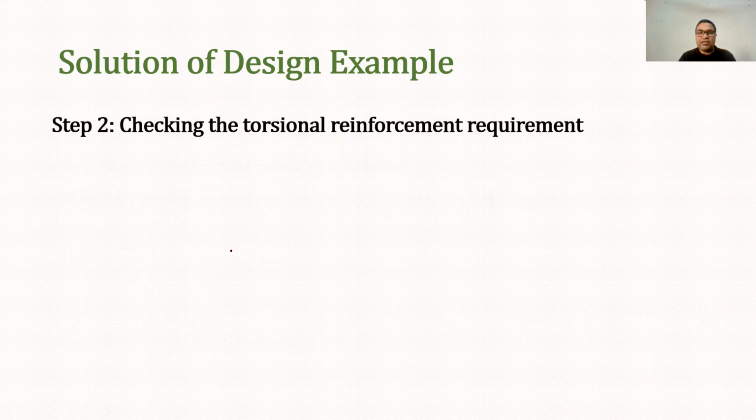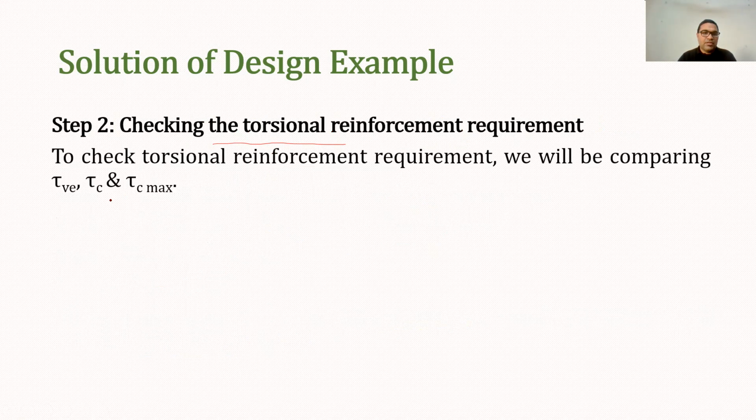We have to now check whether the torsional reinforcement in the beam is required or not. Now torsional reinforcement in the beam can be checked by comparing the value of tau VE with tau C.